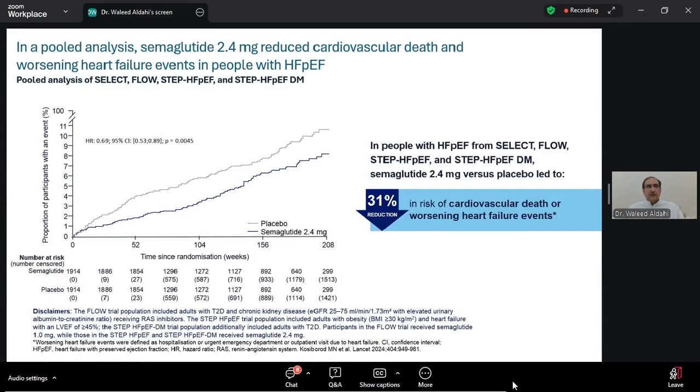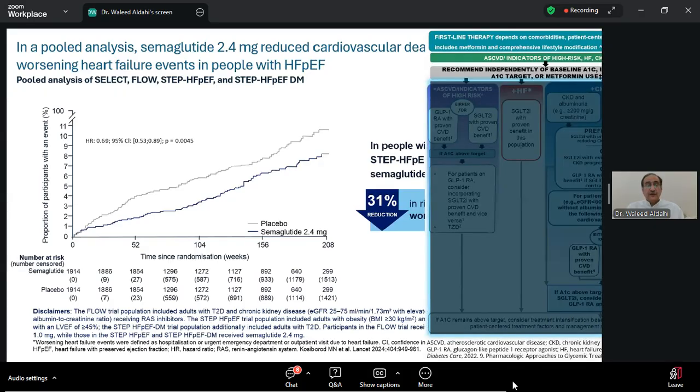Again, this is a pooled data meta-analysis from many trials like SELECT, FLOW, STEP-HFpEF (heart failure with preserved ejection fraction), and a STEP trial, and there is a 31% reduction in cardiovascular death or worsening of heart failure. So these drugs are very favorable in terms of cardiovascular disease, heart failure, and second to SGLT2 inhibitors in terms of CKD. So this is something that we have to think about very seriously.